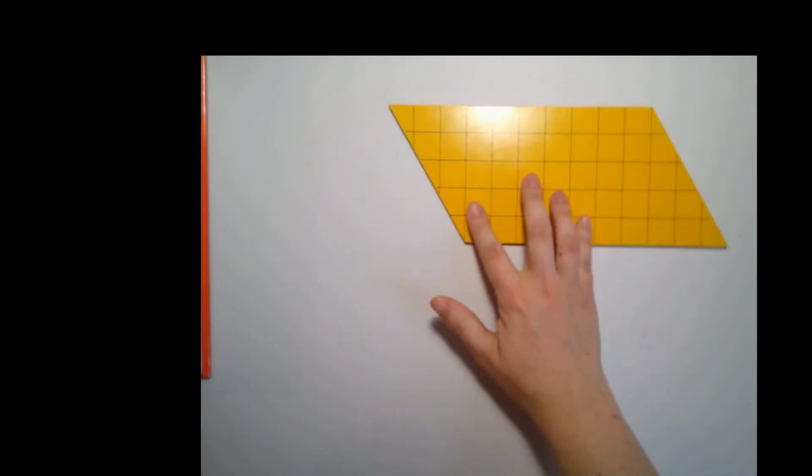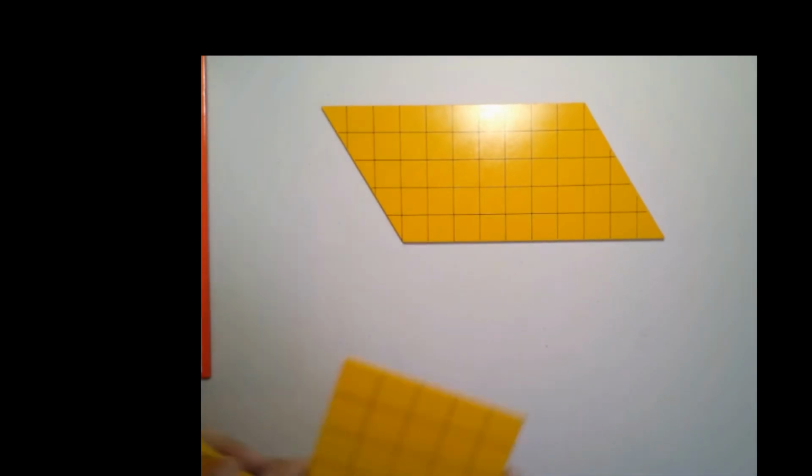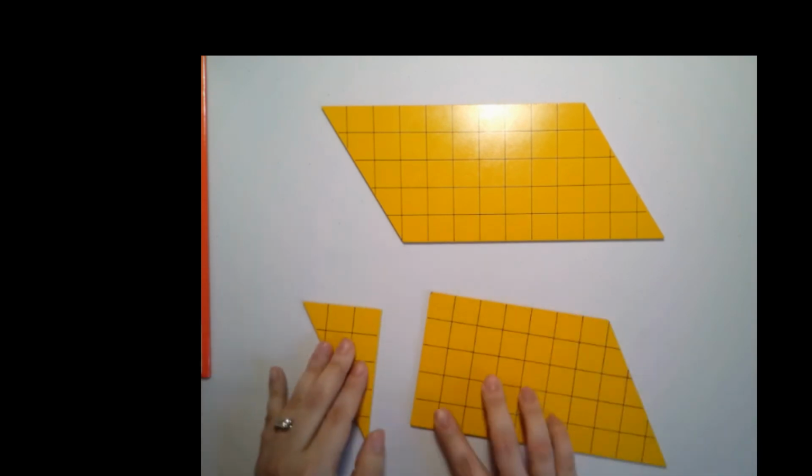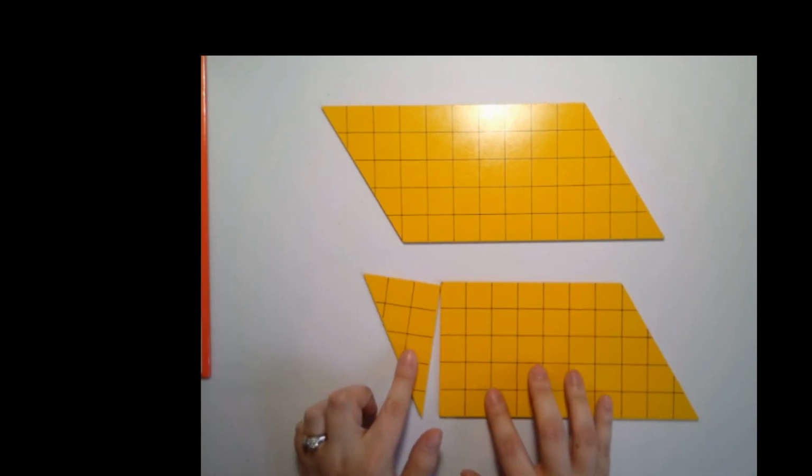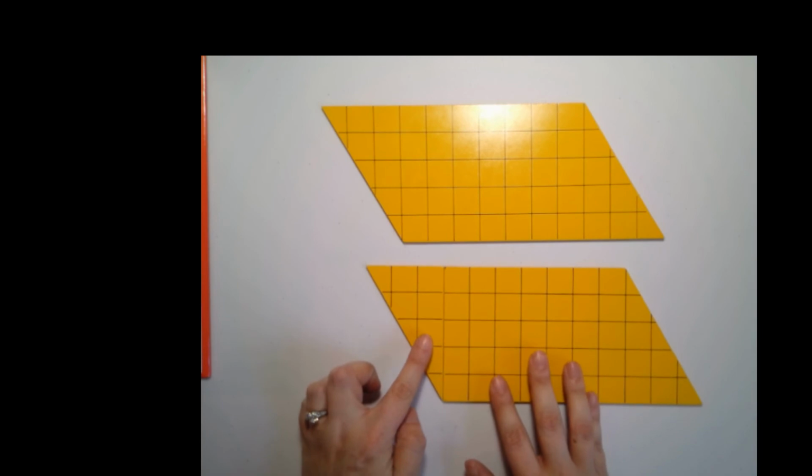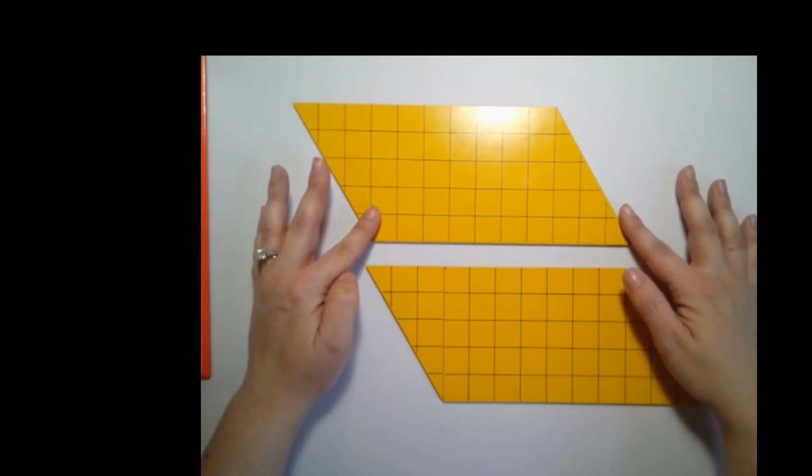Now we're going to talk about parallelograms. And while parallelograms look different from rectangles, it's actually pretty easy because we use the same formula to find the area of one. So I have my solid parallelogram here, and I have my broken up parallelogram. But we can see, just like we've tested in our other lessons, they're the same size.